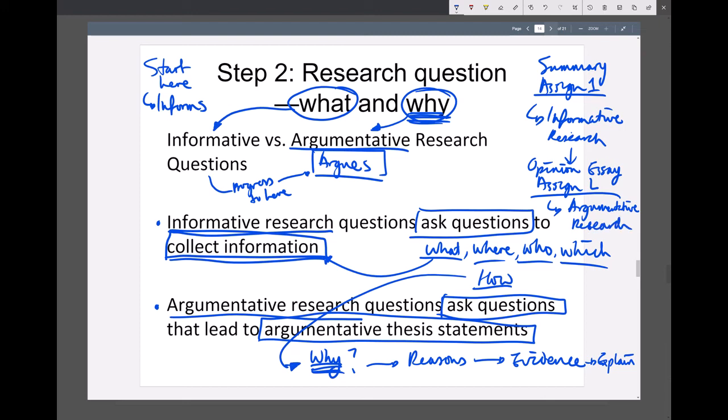In assignment 3, we're going to put these together. This is assignment 3 to 5.